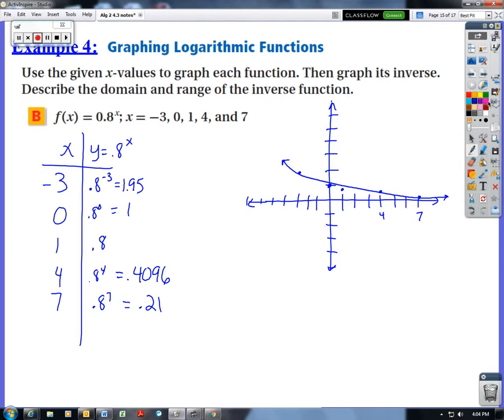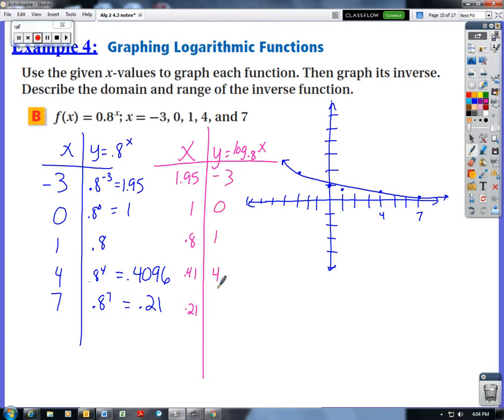Okay, it's time to do the logarithm. Let's change colors. Logarithm, that's going to be log base 0.8 of x. And we're going to switch those y's and x's. So all the y's become the new x's. I'm going to write 0.41. And then all the x's become the new y's. I don't know why they chose those points, but it works.